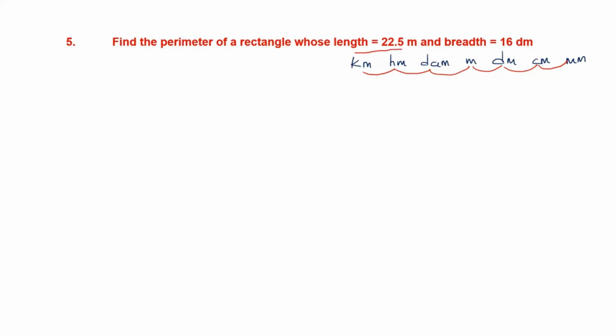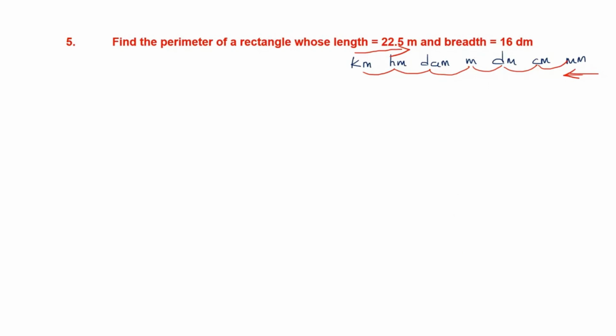Now as you move from left to right, you are going from big to small, isn't it? So we multiply when we convert. And if we move from right to left, from small to big, we divide. So in this question, decimeter has to be converted to meter. We have decimeter here and meter here. That means we are going to move to the left, and that means we have to divide by 10.